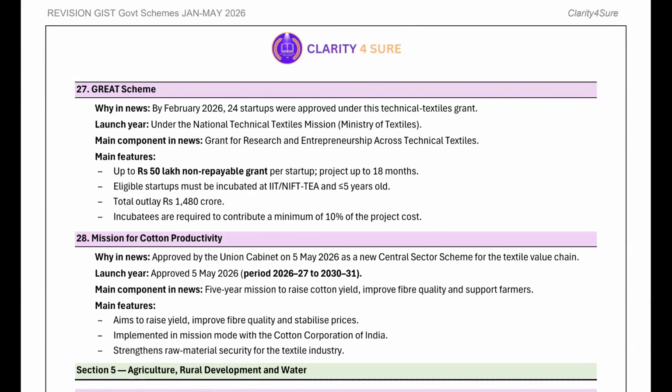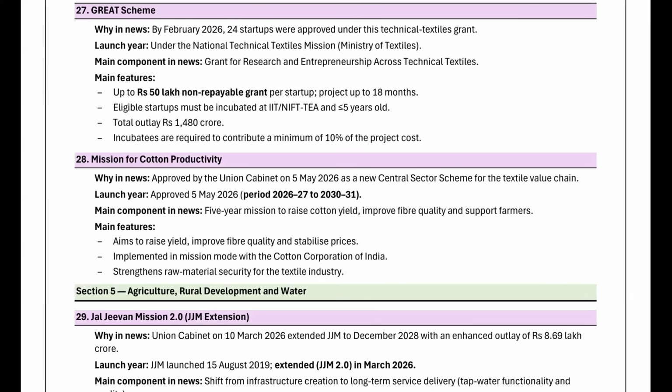Exam keyword क्या है? It is a technical textile startup. The memory trick you can have, it is a shark tank for technical textile. One liner, GRADE means innovation in smart fabrics. Is it clear? Now, please try to understand the 28th, which is mission for cotton productivity.